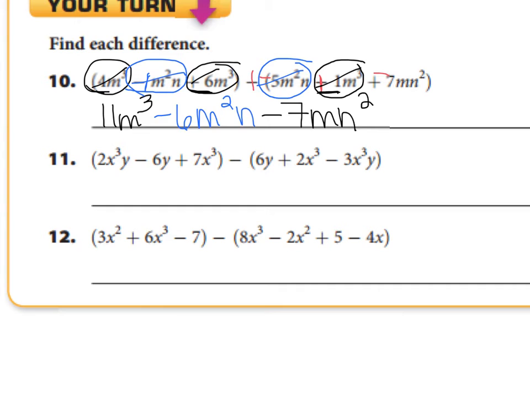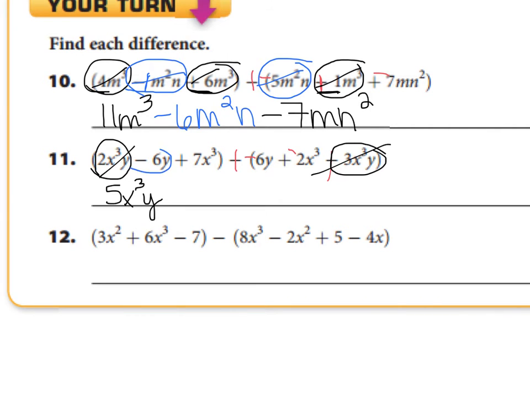Here we go on number 11. First thing I'm going to do is go through and change the signs. And now we look for like terms. So I have a 2x cubed y. And you should have found the 3x cubed y at the end. 2 plus 3 is 5. Cross them out because I used them.